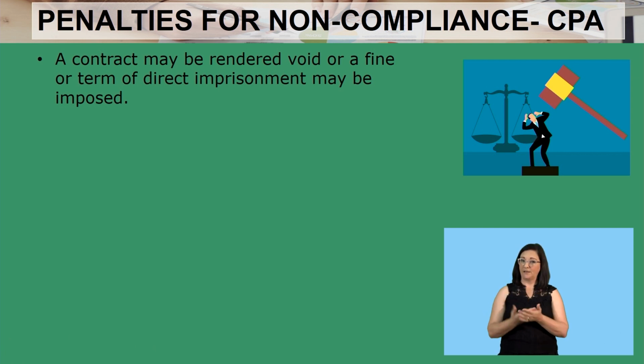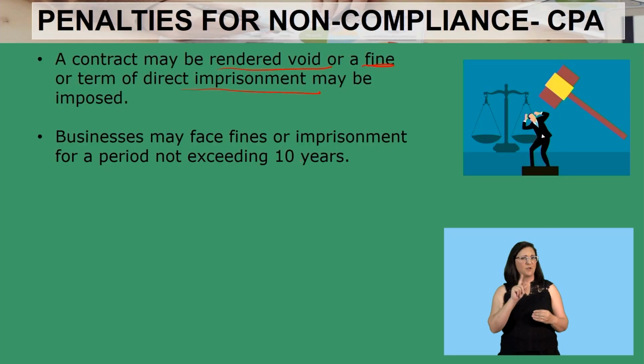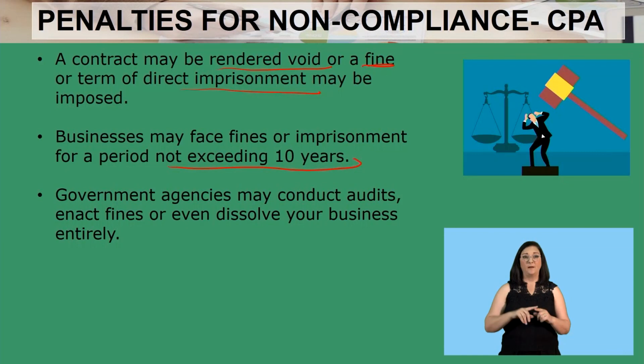What are those penalties? For non-compliance, it means we are not compliant. A contract may be rendered void, or a fine or term of direct imprisonment may be imposed. Imagine now we are being imprisoned as a business for being discriminatory, for non-compliance. Businesses may face fines or imprisonment for a period not exceeding 10 years. Imagine. And this also portrays a negative image to the public for us as a business, and it's not good for the business. Government agencies may conduct audits, enact fines, or even dissolve your business entirely. So that could be the end of the business. So these are the penalties.